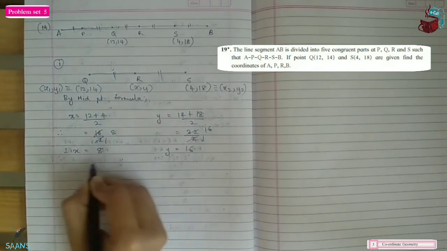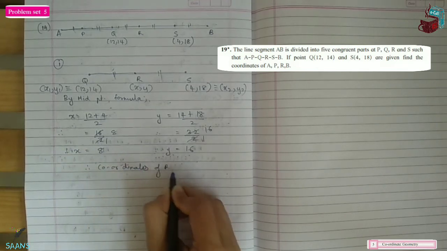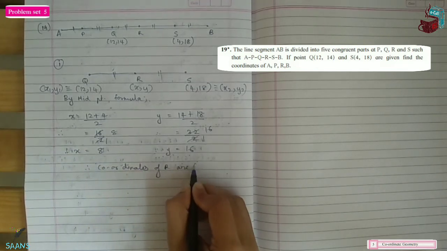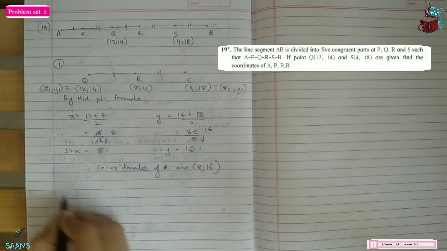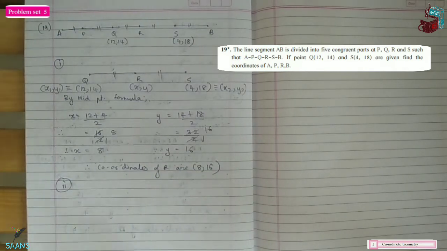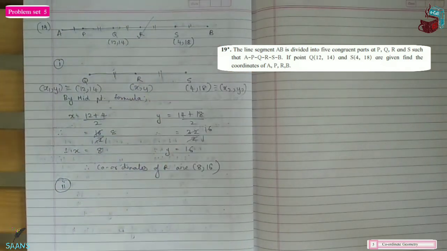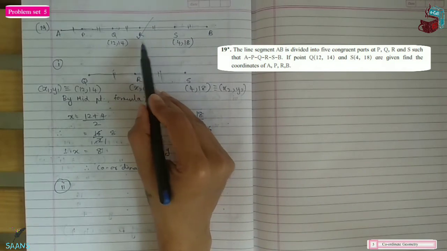Y is equal to 16. Therefore, the coordinates of R are (8, 16). Now we are done with R. What do we do next? R is done. Now we know R, and we know S.